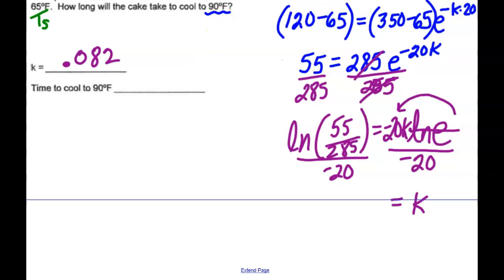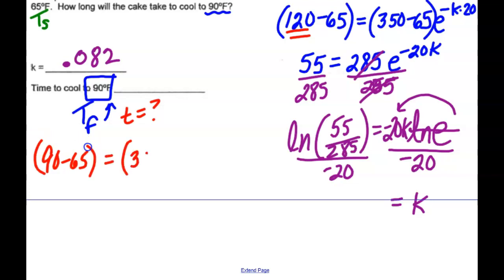All right. Now we're going to do this one more time. What changes, though? Yes, the final temperature we want it to get to is going to be this 90. What was the original final temperature? 120. So we're just replacing the 120 right here with a 90. And we're replacing the K value, right? And we're trying to find T. All right, so 90 minus 65 equals 350 minus 65, which we already know is 285. E to the negative 0.082 T this time. So this is 25. Did I subtract right? This is still 285.